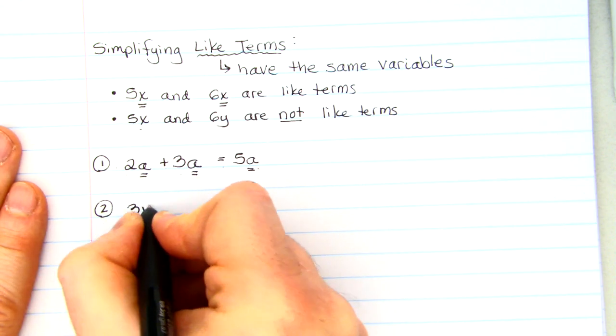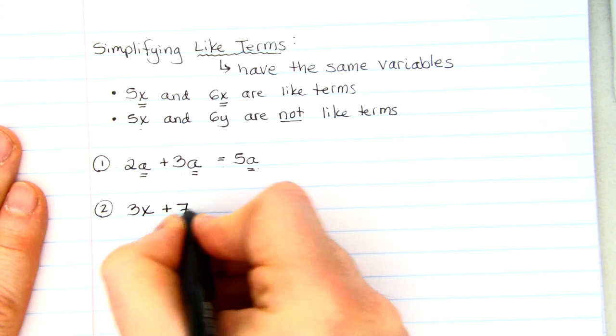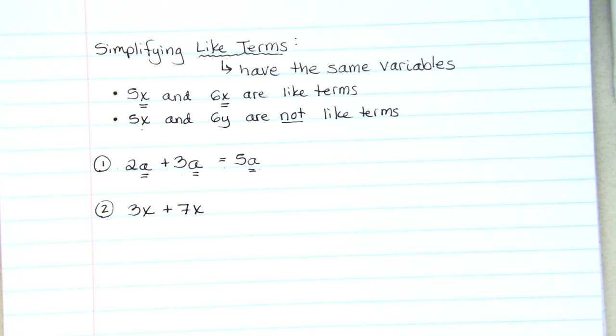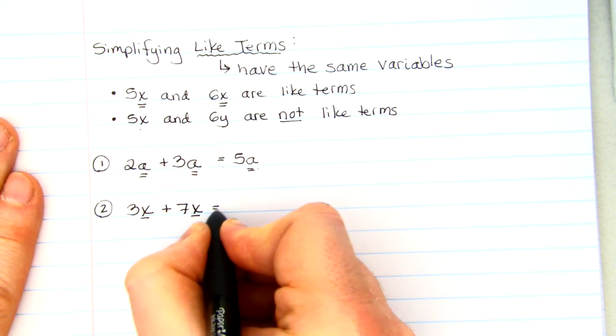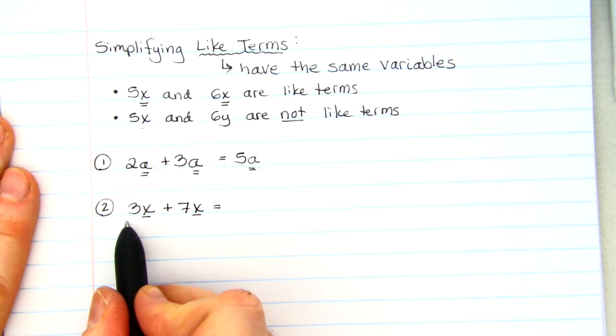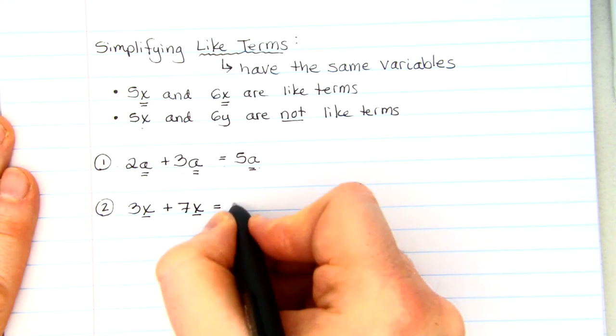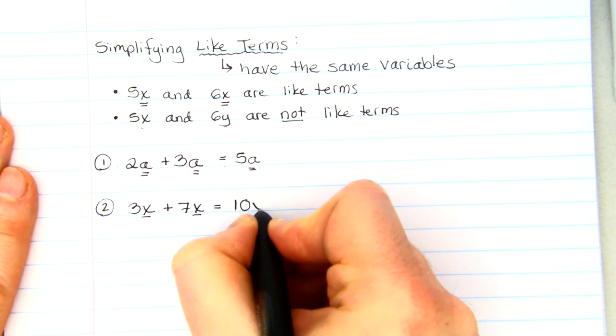Quickly, let's try 3x plus 7x. Those are like terms. You've got an x there and an x there, so we can combine them. 3 of those x's plus 7 of those x's will give you 10 of those x's.